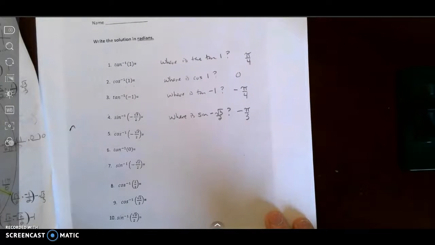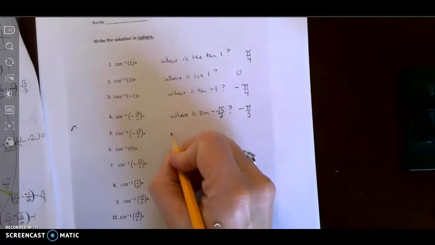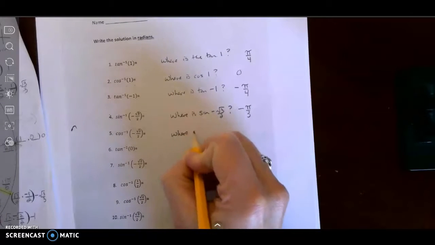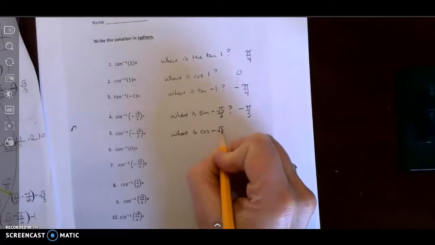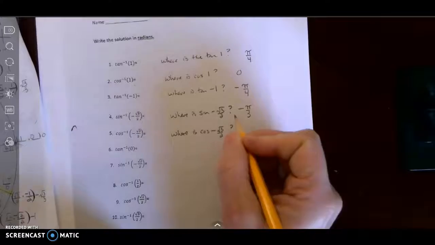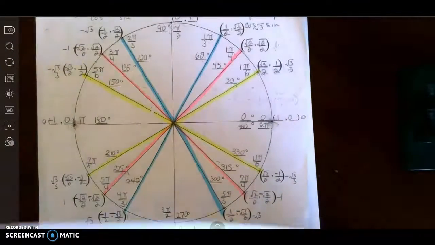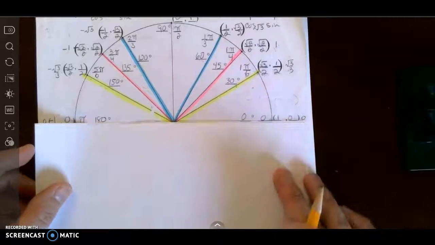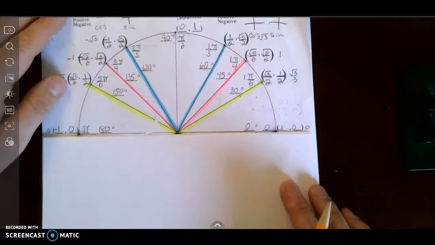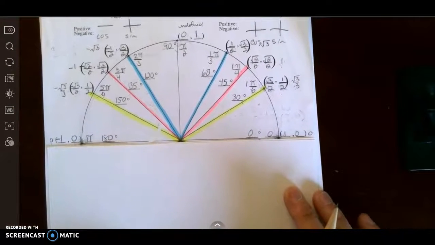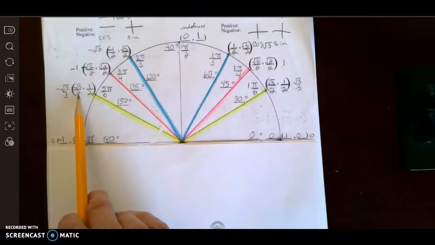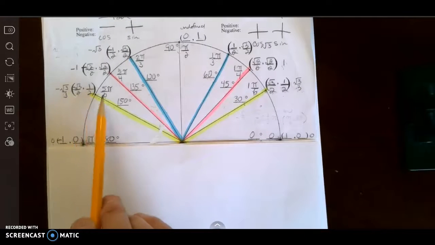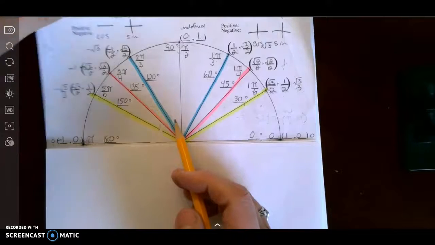Inverse cosine of negative square root of 3 over 2. So it's asking where is cosine negative square root of 3 over 2. Again, go to my unit circle, but it's limited, and for cosine it's limited to the top. And I want the x-coordinate to be negative square root of 3 over 2, which I see happens right here at 5 pi over 6.